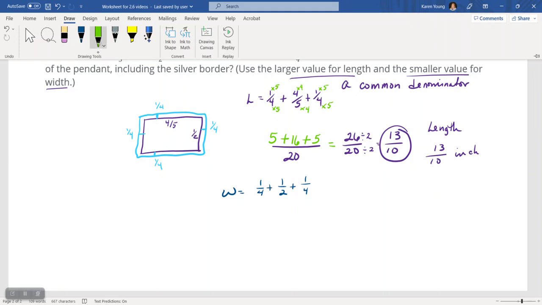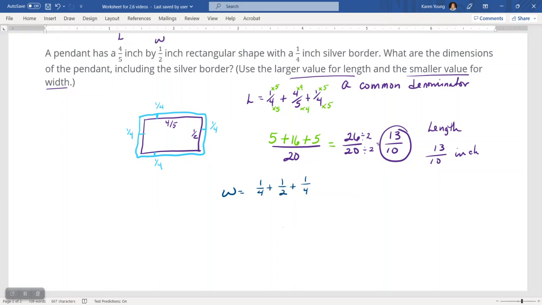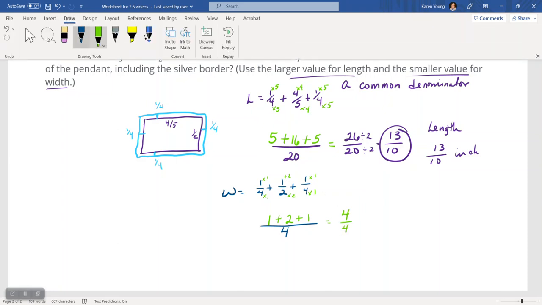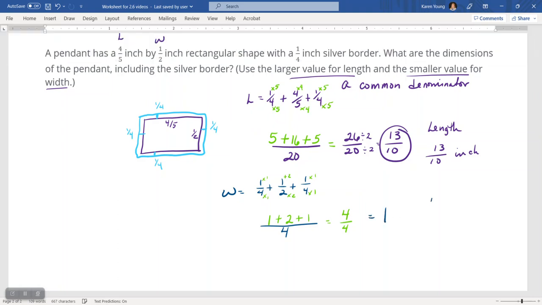If you pay careful attention here, you can see that 4 times 2 gives me 8, but if I do 2 times 2 here, I'm going to get 4 for all 3 of those. So I'm going to use 4. That way, when I'm multiplying 4 by 1, I'm only multiplying 1 by 1. I have to multiply 2 by 2, so I'm multiplying 1 by 2. And I'm multiplying 4 by 1, so I multiply 1 by 1, and I get 1. So 1 plus 2 is 3, plus 1 is 4. So I have a fraction of 4/4, which is the equivalent of 1. So my width is 1 inch.